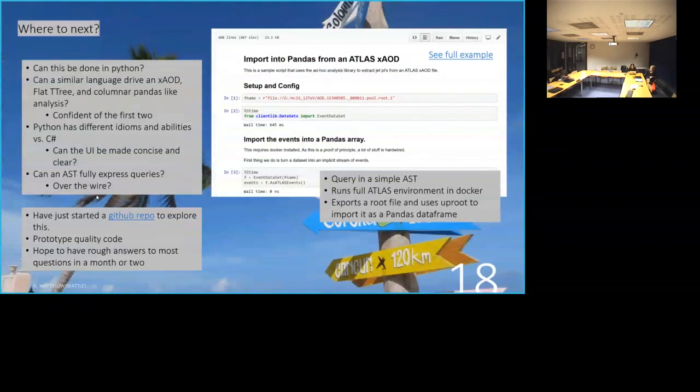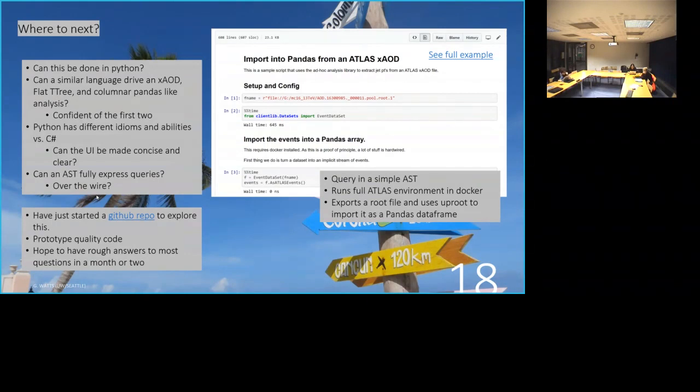So this was written in C#, which is a fantastic language, but has not got wide adoption in particle physics. The obvious thing to try it out in is Python. C++ is another possibility, of course. So the question is, can a language like this one drive an XAOD, which is a structured ROOT format in ATLAS, which requires a large number of libraries to properly read? It's not just a flat TTree. So can a similar language drive something like that?